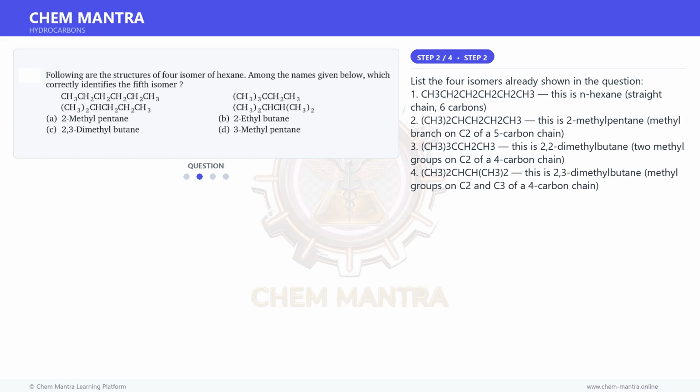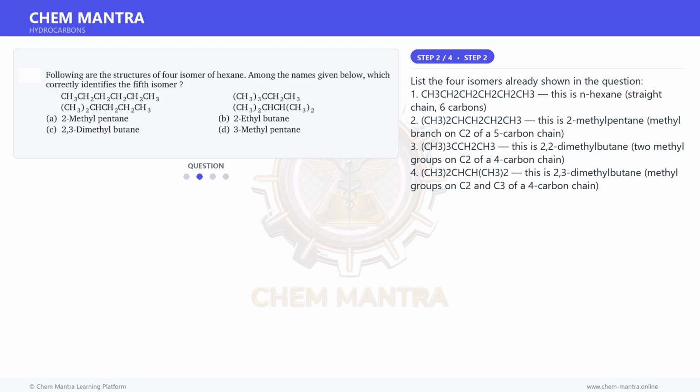Moving on to the next step. List the 4 isomers already shown in the question. 1. CH3CH2CH2CH2CH2CH3. This is n-hexane, straight chain, 6 carbons. 2. CH3CH(CH3)CH2CH2CH3. This is 2-methylpentane, methyl branch on C2 of a 5-carbon chain.